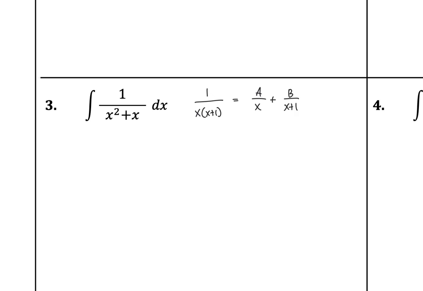Okay, and then we'll say the numerator of the first one equals a, which gets multiplied by x plus 1, and b gets multiplied by x, because all we're doing is adding the fractions on the left, and then setting the numerators equal to each other. So it'd be 1 equals a times x plus 1 plus b times x.